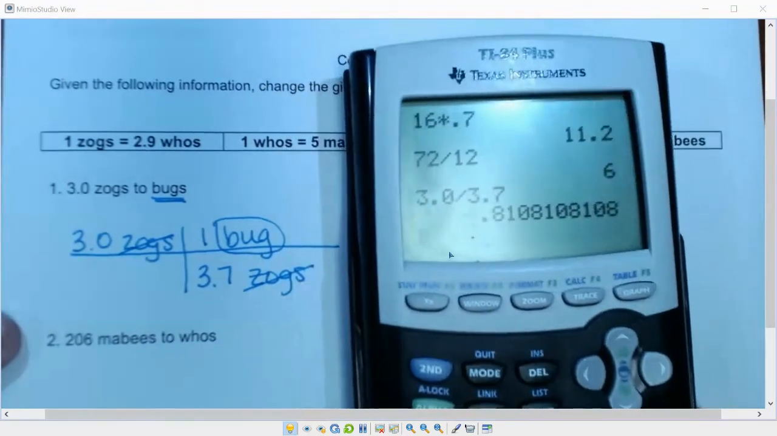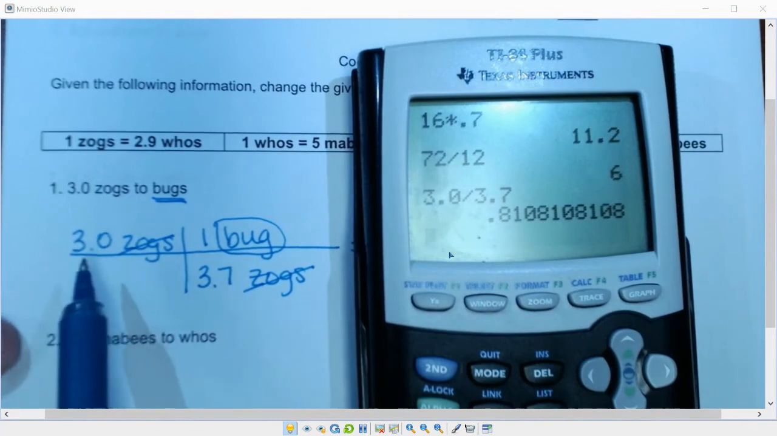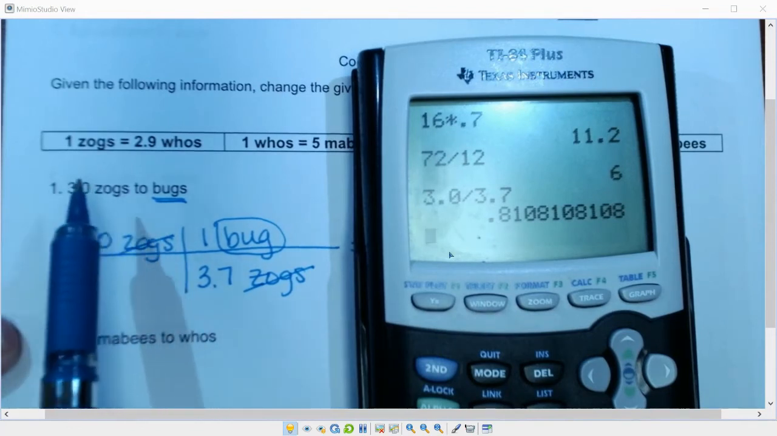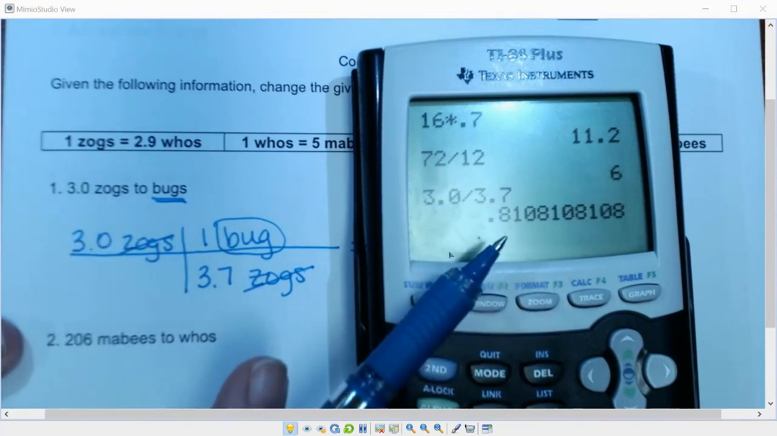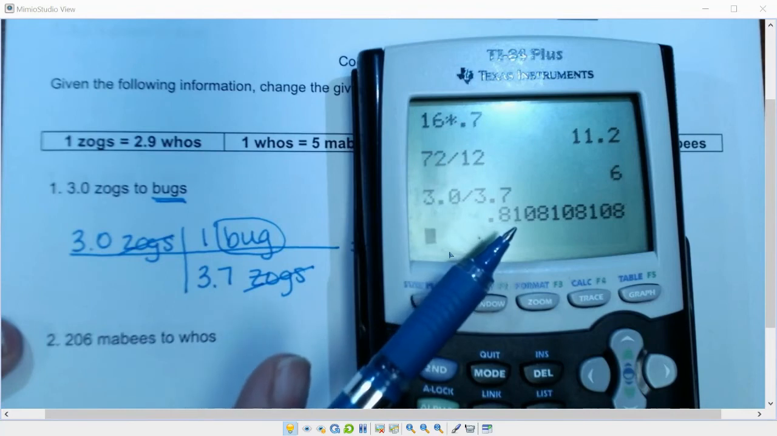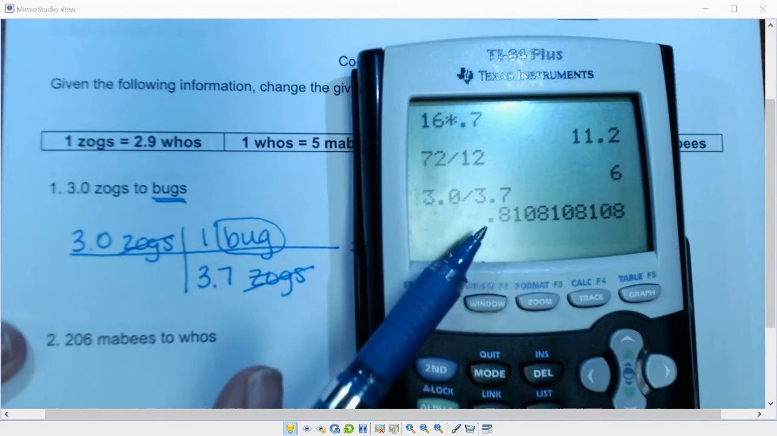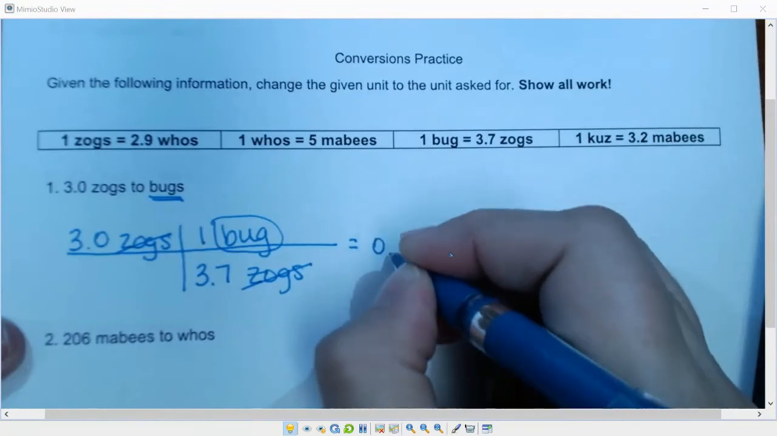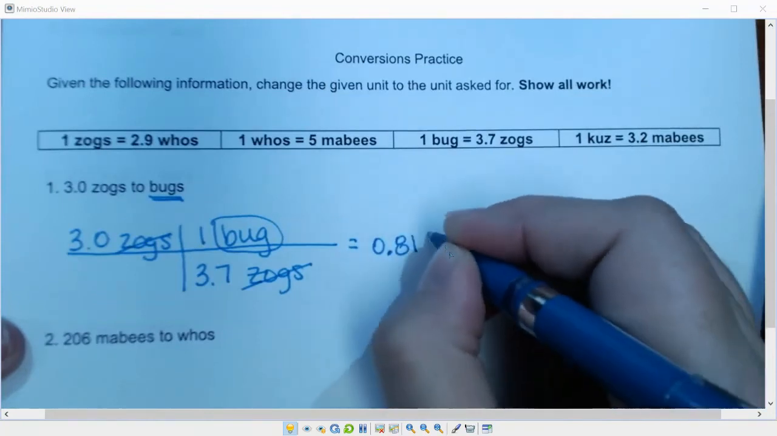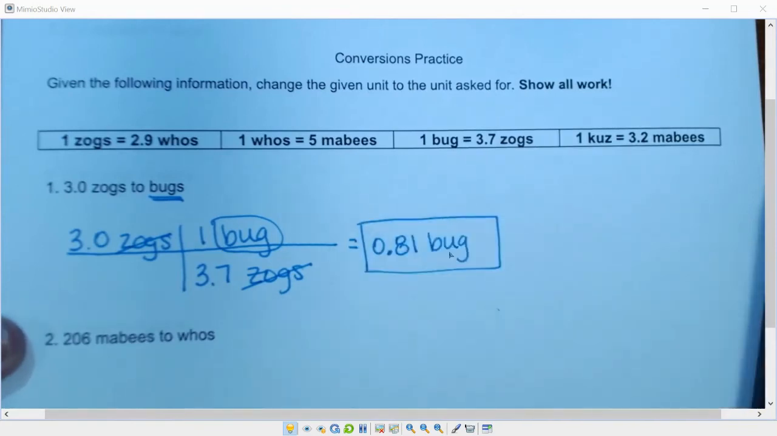0.81081008, yada, yada, yada. So we're going to pay attention to our sig figs. When in doubt, always go back to what the original question had to it. So this number has 2 sig figs, which means I'm going to make my answer to 2 sig figs. The first 2 digits are significant, and I don't need to worry about any rounding rules. So I'm going to say my answer is 0.81 with a unit, because numbers in chemistry make no sense unless you tell us what they are. So 0.81 bug. Let's try another one.